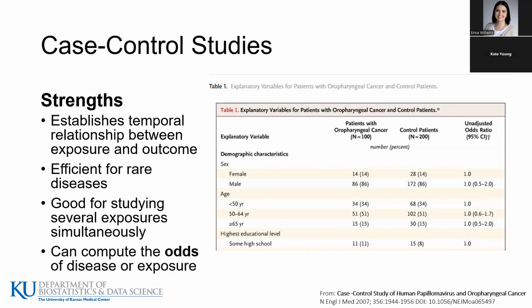This is also good for studying several exposures simultaneously. And from case control studies, we can compute the odds of a disease or exposure. In this case, risk would be inappropriate because, again, if we have 50 patients with the disease and 50 without, the risk would be 50%, which is not a representation of the whole population because we're selecting patients based on that outcome.